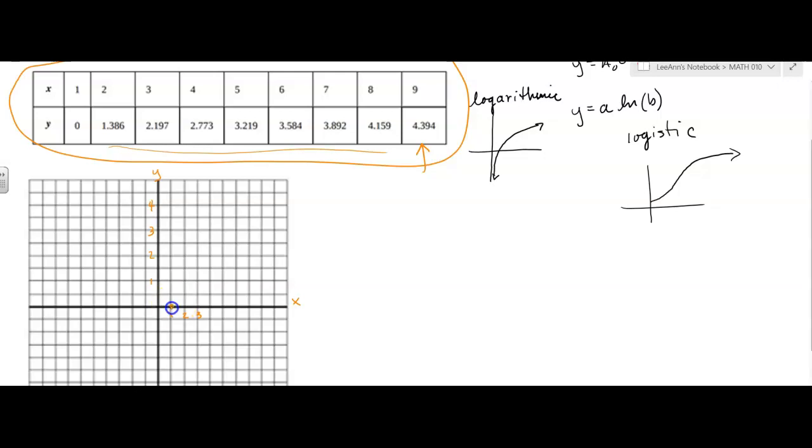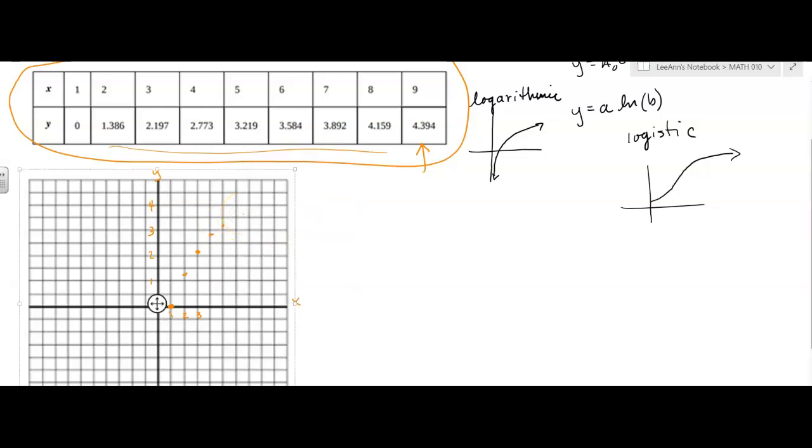So (1, 0), that would be like right there. 2, and then it's over 1. It's almost 1.5, so it's going to be maybe there. 3 is going to be just above 2, so there. 4 is going to be about 2.8, so maybe there. 5 is 3.2, so there. 6 is just above the 3.5 mark.